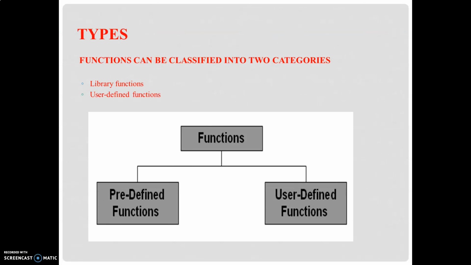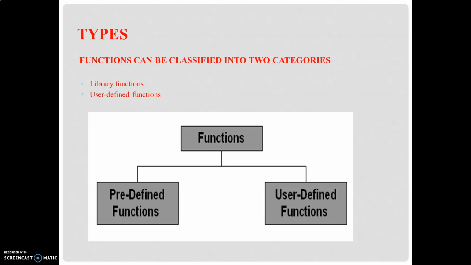The third thing is that there are some types of functions, which are library functions and user-defined functions. Library functions are also known as predefined functions. What is a predefined function? That means it is already defined by someone, the developer. And a user-defined function means one which is defined by the user, depending on the need.